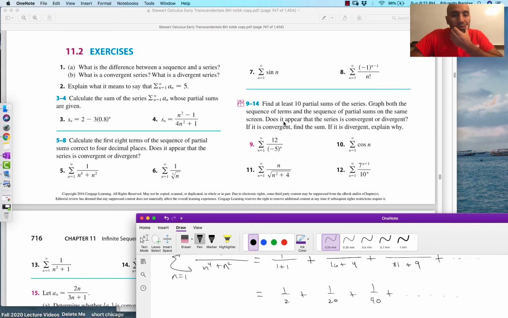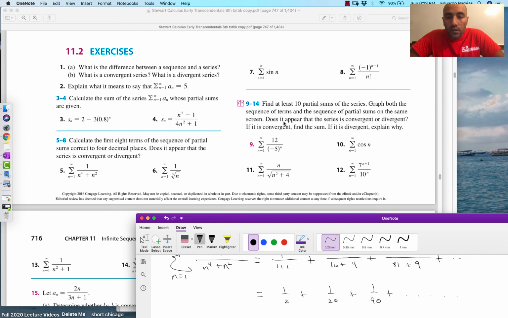9 through 14, find at least 10 partial sums of the series. Graph both the sequence of terms and the sequence of partial sums on the same screen. Does it appear that the series is convergent or divergent? If convergent, find the sum. If divergent, explain why.